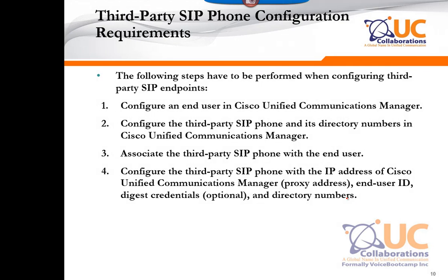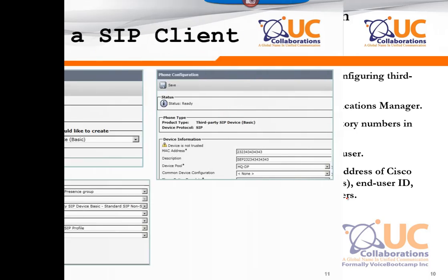To add a third-party SIP phone, you simply follow these steps: configure an end user, configure a third-party phone, assign a directory number, associate the directory number to the phone and to the user, and then configure the phone itself with the IP address of Call Manager. Now I will show you how to do that in a live lab demonstration shortly.